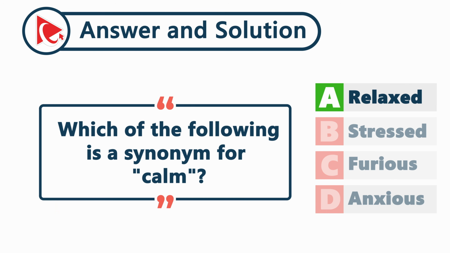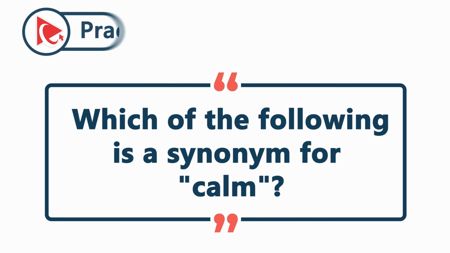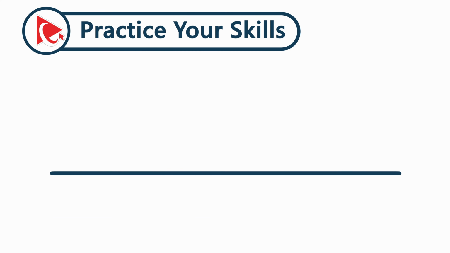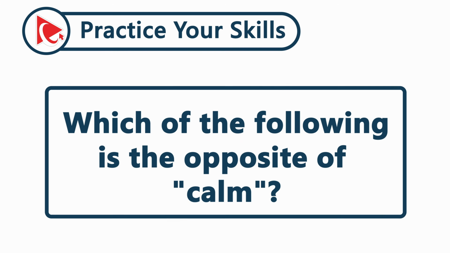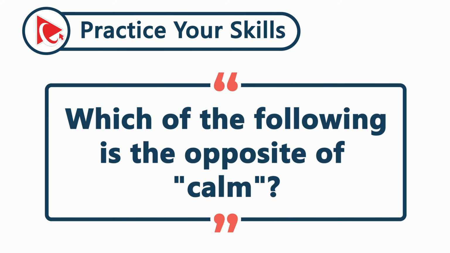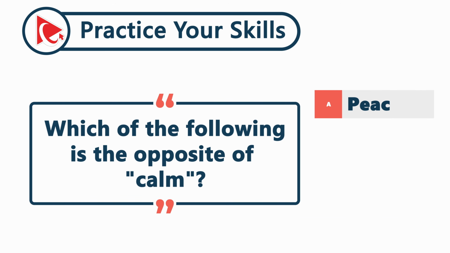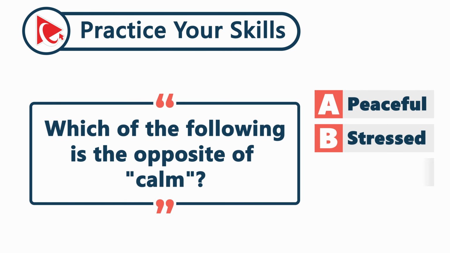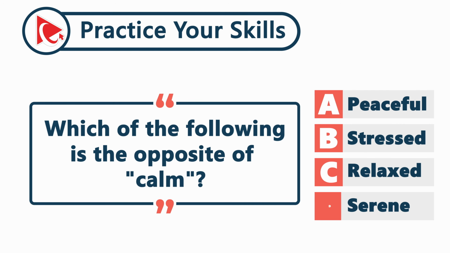But wait, we're not done here. There is more. Here's the question for you to tackle. You're presented with the simple question: which of the following is the opposite of calm? And your choices for the answers are choice A, peaceful, choice B, stressed, choice C, relaxed, and choice D, serene.